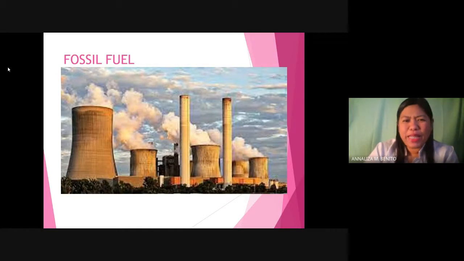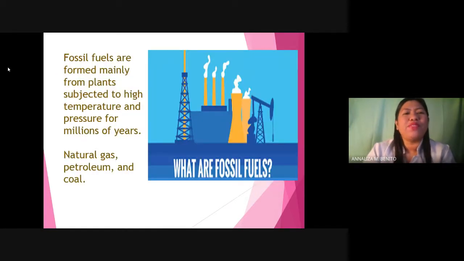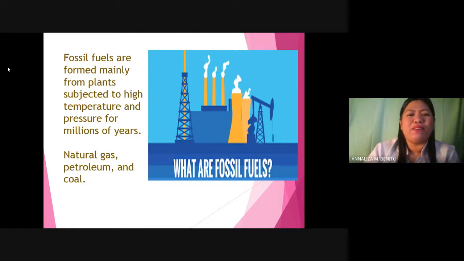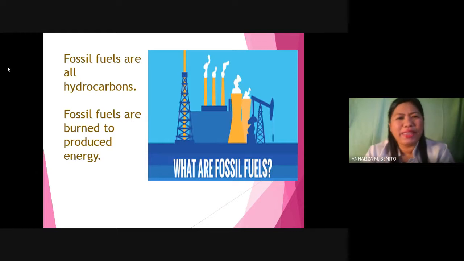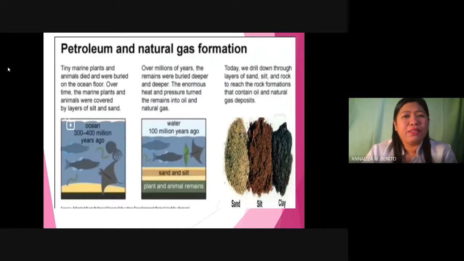Again, fossil fuels are formed mainly from plants subjected to high temperature and pressure for millions of years. The natural gas, petroleum, and the coal. Also, fossil fuels are all hydrocarbons, and they are burned to produce energy. So, petroleum and natural gas formation.